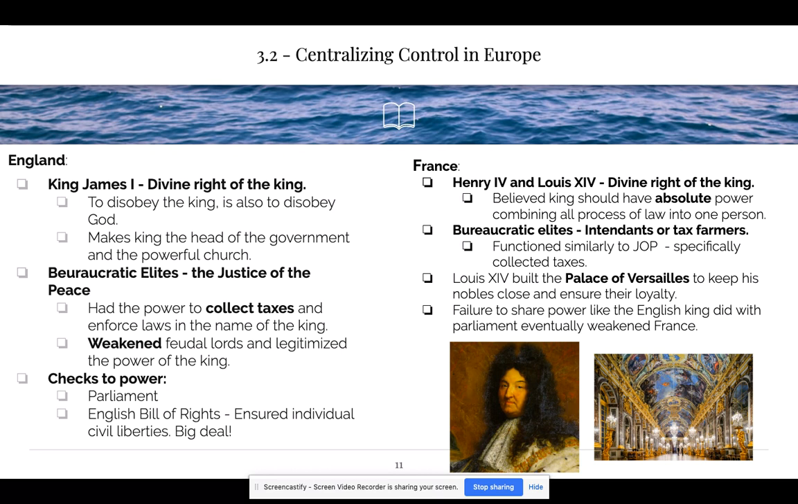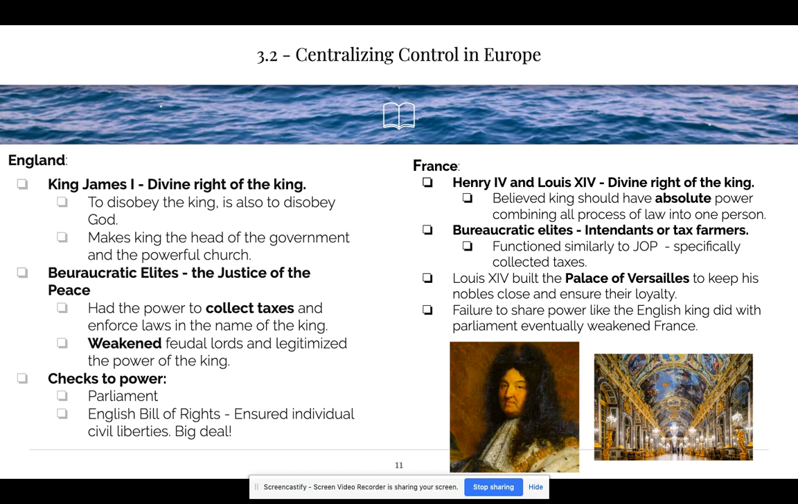There are some checks to power in England, however. We see Parliament, which shares power with the king and grows in power after things like the Magna Carta. And then I want you to put a star, write this down somewhere: the English Bill of Rights is signed. This ensures individual civil liberties to English citizens. So it takes the king from someone who is all powerful and says, hey, the king is mostly all powerful, but there are certain things he can't do.